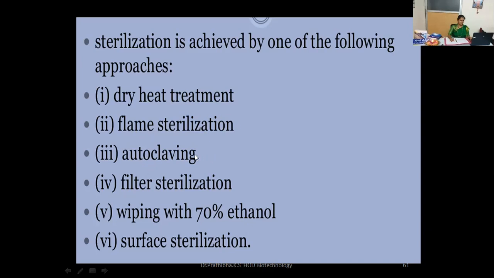Next, autoclaving, that is steam under pressure, which plays a very important role. It is one of the physical sterilizing agents which sterilize the culture medium and some plastic waste which are able to survive high temperature and pressure. That will be kept in the autoclave. Then coming to filter sterilization, we can recall the laminar airflow. Laminar airflow brings about filter sterilization, because of the HEPA, high efficiency particulate air, which is actually a fibrous filter.